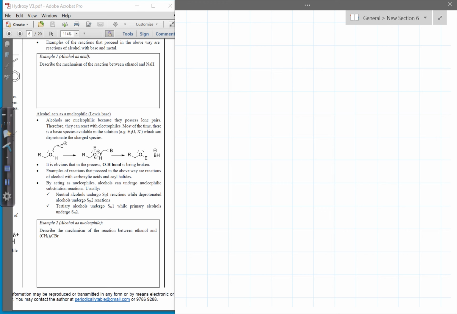So it is obvious in the process that the OH bond is being broken, right? You don't break your CO bond. Examples of reactions that proceed in the above way are reactions of alcohols with your carboxylic acids and your acyl halides. And by acting as nucleophiles, alcohols can undergo nucleophilic substitution reactions, right?